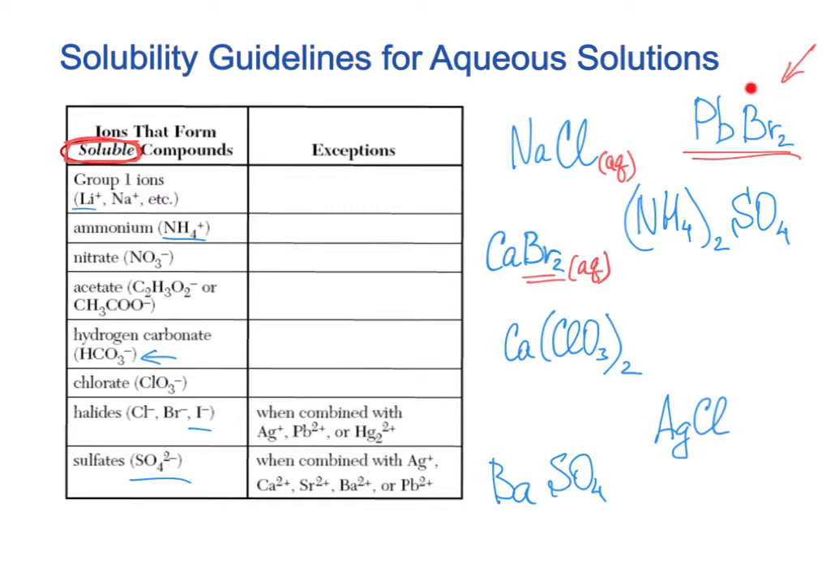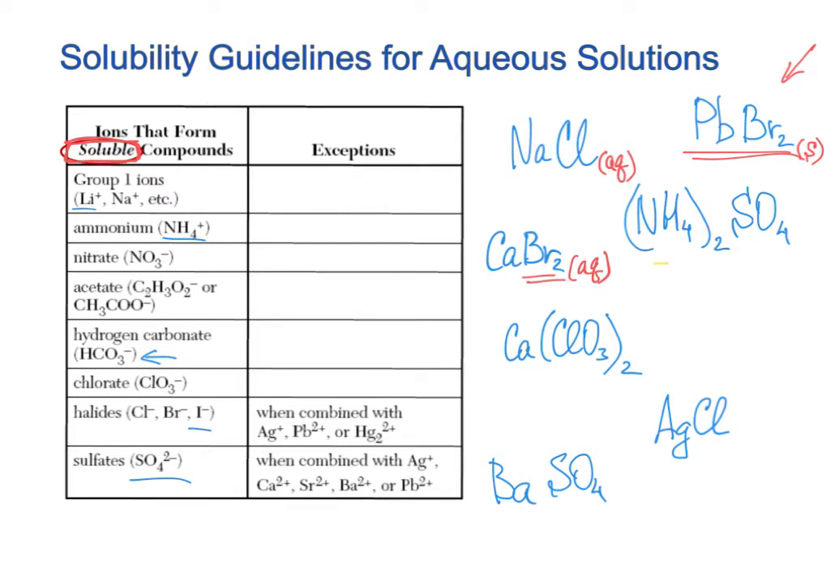So our example of lead 2 bromide is actually going to be an insoluble compound. So we will put a tiny s next to it to represent that this compound is insoluble. It's going to stay solid no matter how much we stir, no matter how much temperature we increase, and eventually will precipitate to the bottom of the test tube.